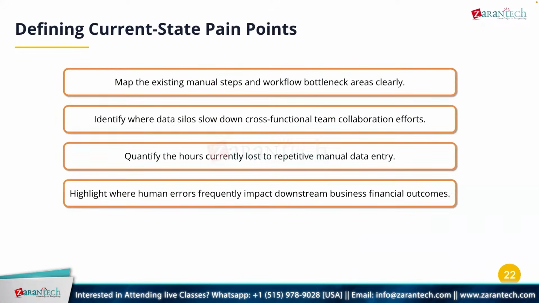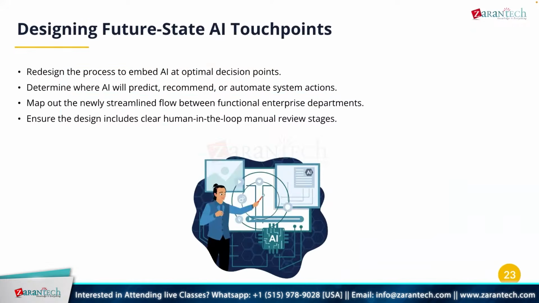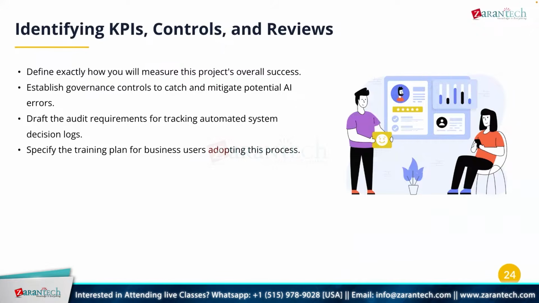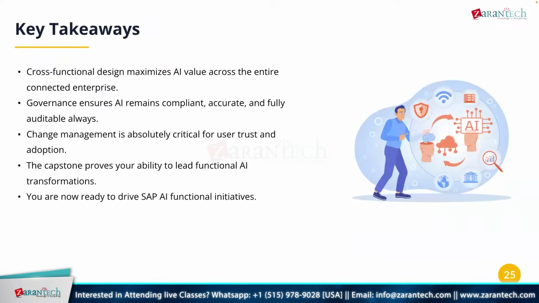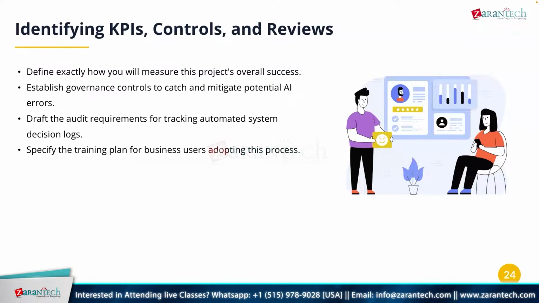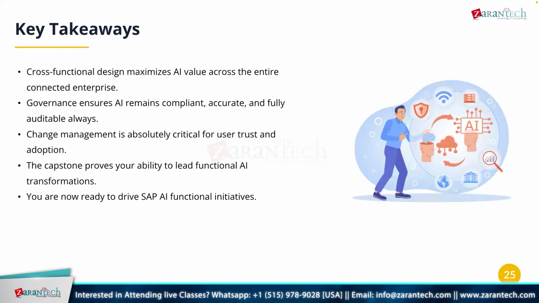You have to select a business process. You have to define the current state pain points by mapping them, and design the future state AI touchpoints. Map out all the future state touchpoints, like redesigning and determining the newly streamlined flow between the functional enterprise departments. Ensure the design includes clear human-in-the-loop usage. Identify the KPIs, controls, and reviews wherever required. Also draft the audit requirements and specify the training plan for businesses when required. This is the cross-functional design.